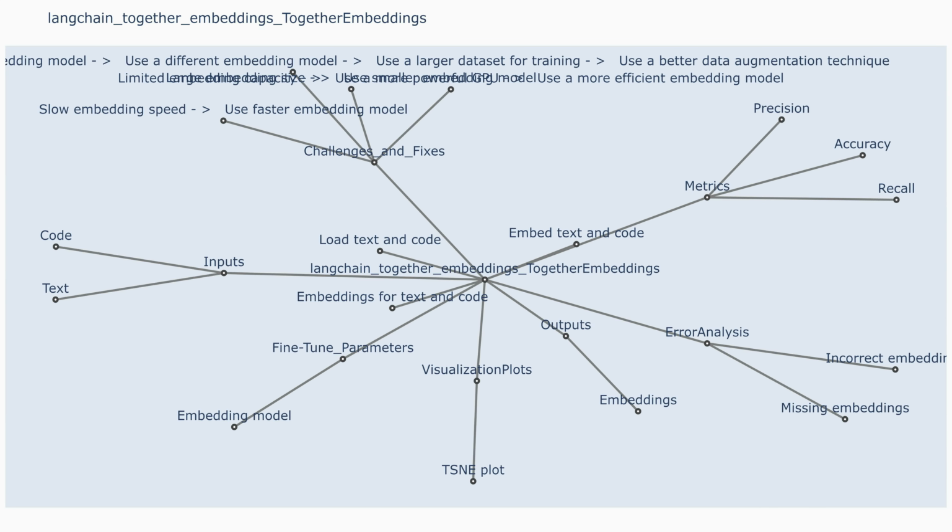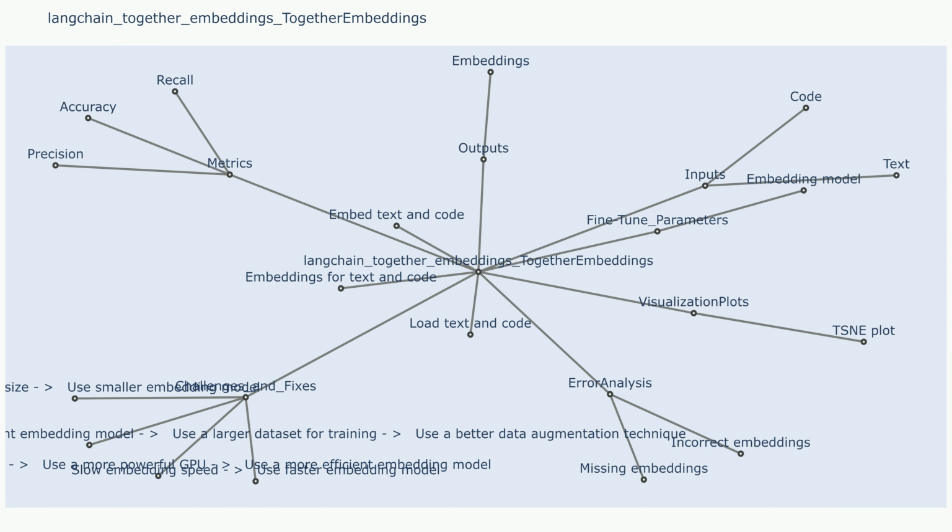Langchain together embeddings. Together embeddings. Description: together embeddings is a Langchain component that allows you to combine multiple embedding models into a single embedding, potentially improving the quality of your embeddings and making your models more robust.